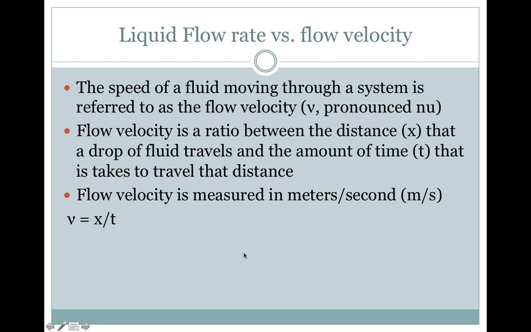The speed of a fluid moving through a system is referred to as the flow velocity, the Greek letter nu. Flow velocity is a ratio between the distance, x, that a drop of fluid travels and the amount of time, t, that it takes to travel that distance. Flow velocity is measured in meters per second, and so here we have nu, our speed of a fluid, our flow velocity, equals the distance, x, in meters, divided by time, t, in seconds.